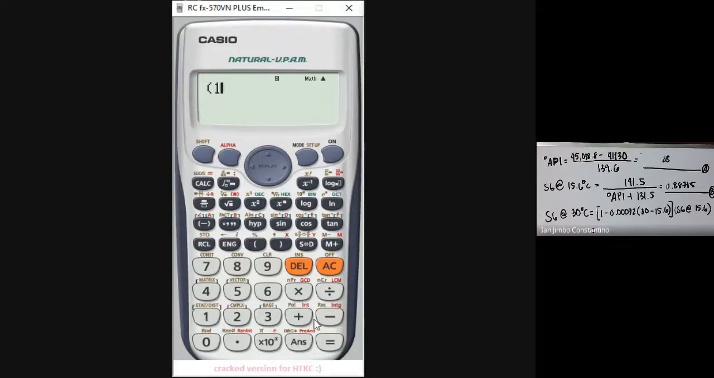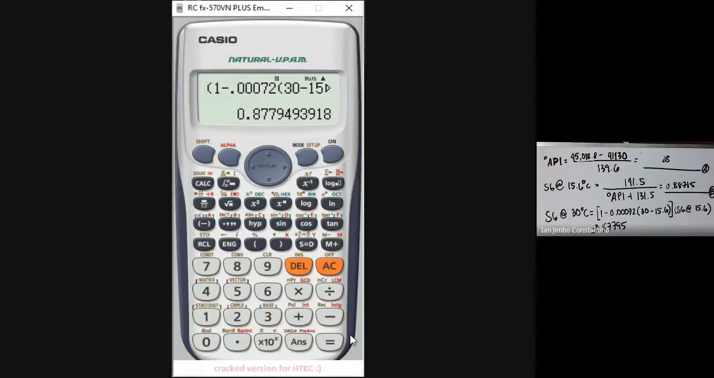So, let us first solve for the correction factor. 1 minus 0.003072 multiplied by 30 minus 15.6. And then we will multiply this with the value of B. So, the density is 0.87795. Okay. So, now we have the values for your SG.